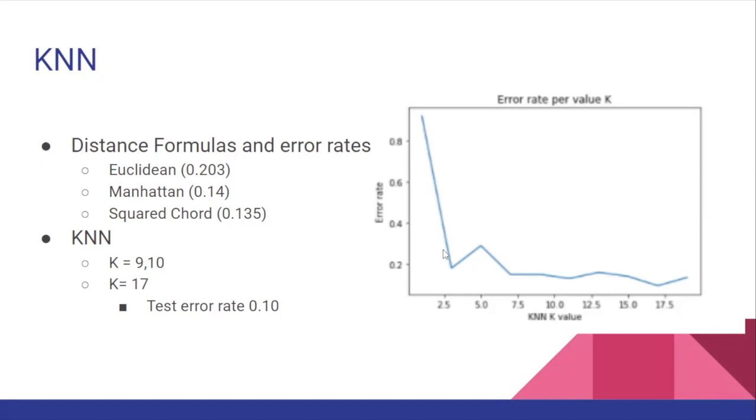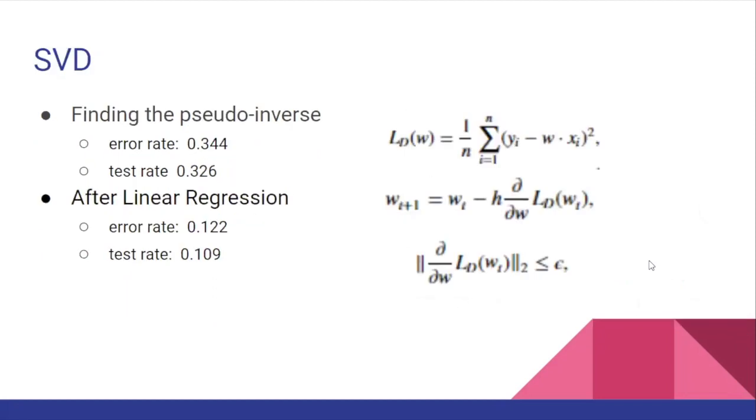That's the graph that you're seeing on the right. And we found that if we had a K value of 17, that would give us our best test error, where our test error rate was only 0.1. The next thing that we did was make a CSVD algorithm. We did this by finding the pseudo inverse of the graph that we created with all the data.